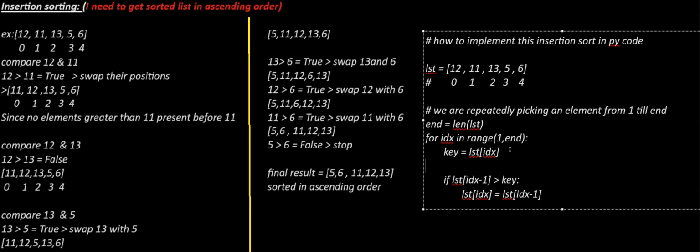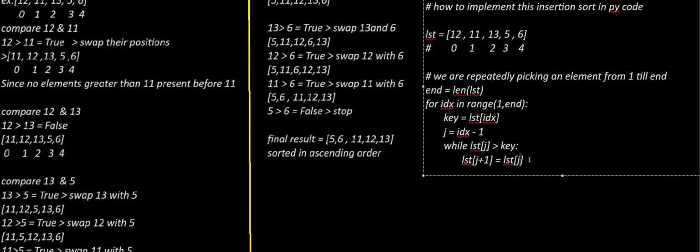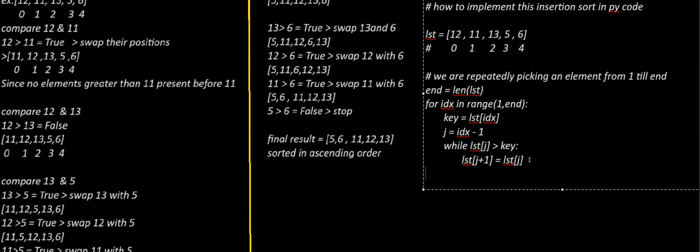So let us take a value which is j. Let us initialize it with index minus 1. While list of j is greater than key, we put list of j plus 1 as list of j. That is nothing but replacing the next element with the current element.